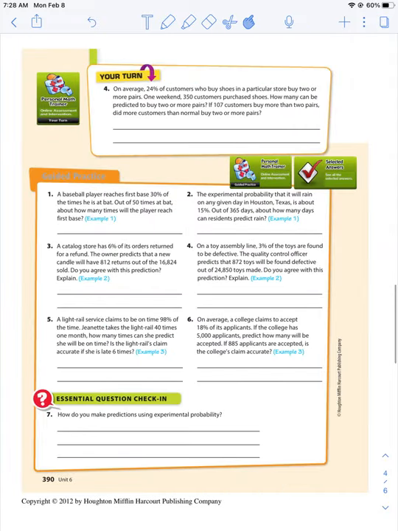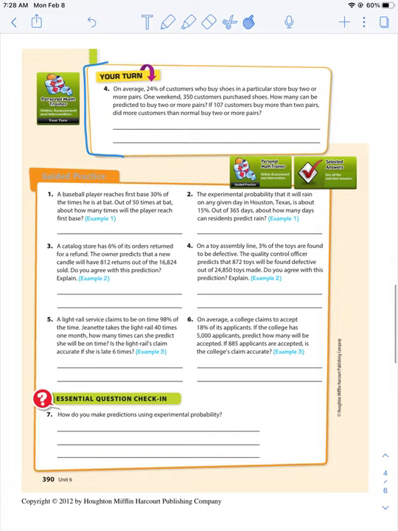All right, your turn. I want you to pause the video, try this one on your own, play it back to see if you got it right. On average, 24% of customers who buy shoes in a particular store buy 2 or more pairs. One weekend, 350 customers purchase shoes. How many can be predicted to buy 2 or more pairs? If 107 customers buy more than 2 pairs, did more customers than normal buy 2 or more pairs?